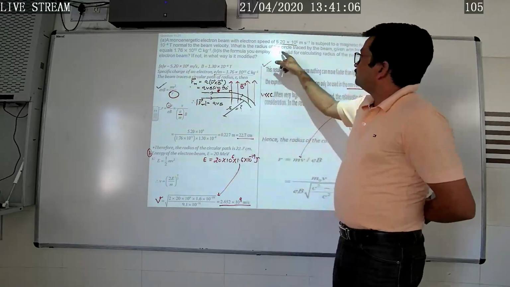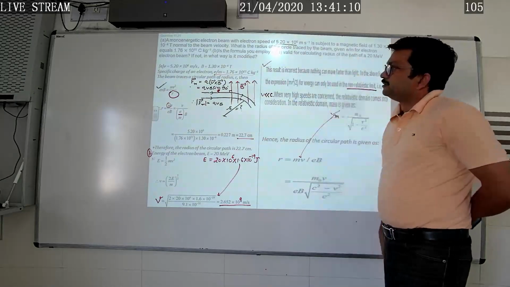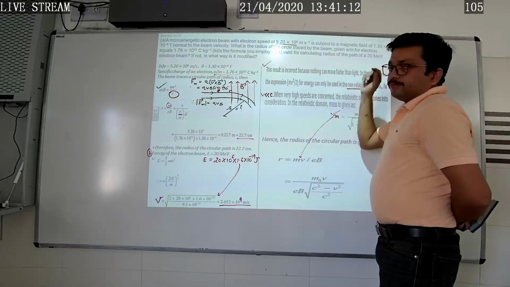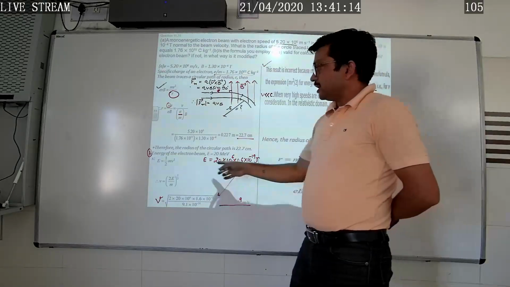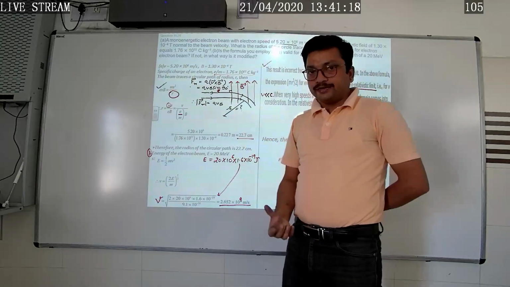Now in case B, he is asking, is the formula you employed valid for calculating the radius of the path for 20 mega electron volt? So here we are given the energy in which form? Kinetic energy form.